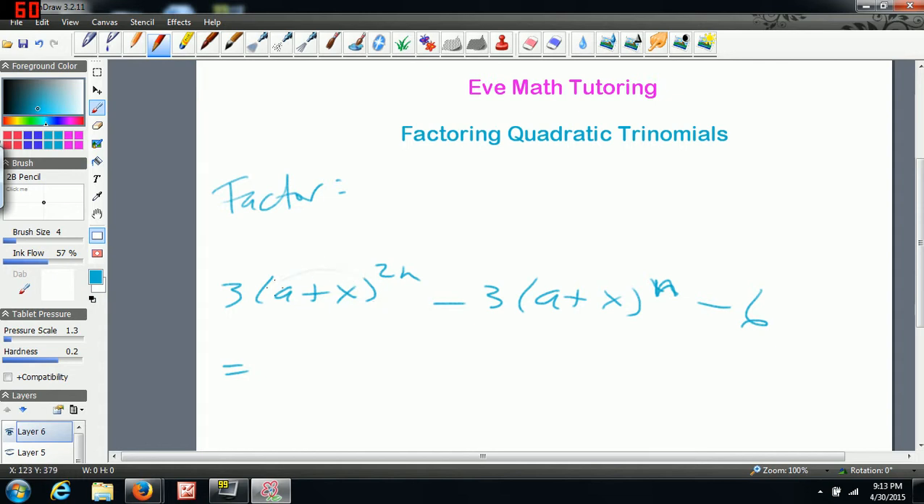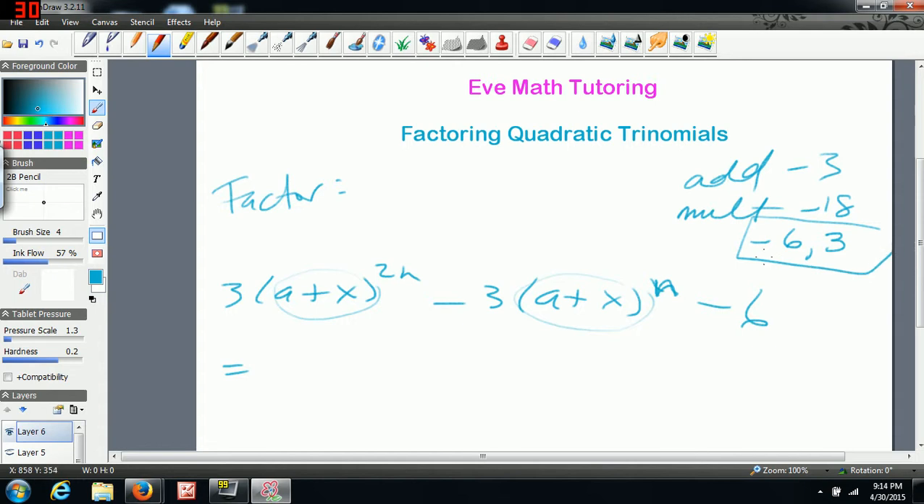So instead of x, you've got this a plus x, and then you've got 2n, so you've got n's for exponents. So we want two numbers that add to the middle term, which is negative 3, and multiply to 3 times negative 6, so that's going to be negative 18. Well, those two numbers are going to be negative 6 and positive 3, because they add to negative 3 and they multiply to negative 18.